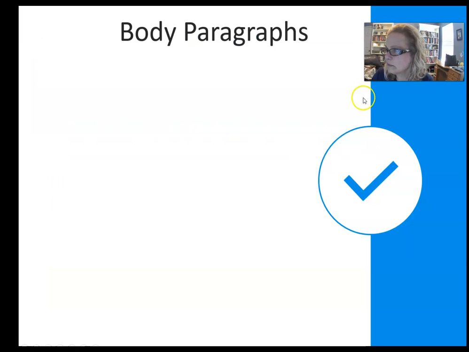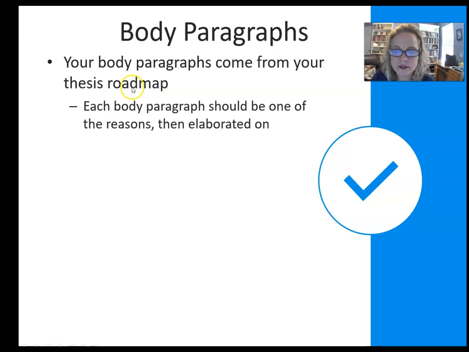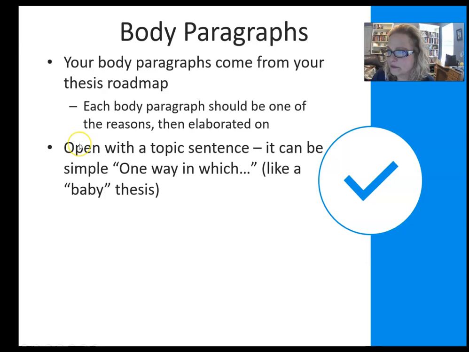Okay. All right, so your body paragraphs come from your thesis roadmap, just like I said. It should be one of the reasons and then elaborated on. Open with a topic sentence. A topic sentence is also known as a baby thesis. You can do it as simply as that. If you are a more fluent writer and you can write it prettier, go ahead. But for those of you for whom writing is a struggle, that will help you. They call it a baby thesis because it's one of the points in your thesis that you wrote about.